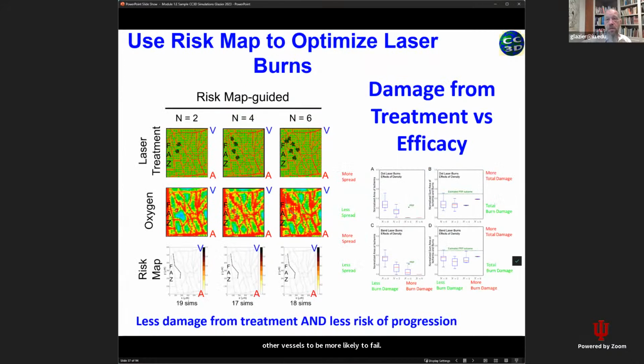Given that, you can ask the question, if you were going to kill cells in the retina, which ones should you kill to cause the minimum area of damage from the killing and do the maximum you can to prevent spread of propagating vascular failure? And you see on the right a trade-off matrix where if you do less treatment intervention, you cause less direct damage, but you have a higher probability of the disease progressing and vice versa.